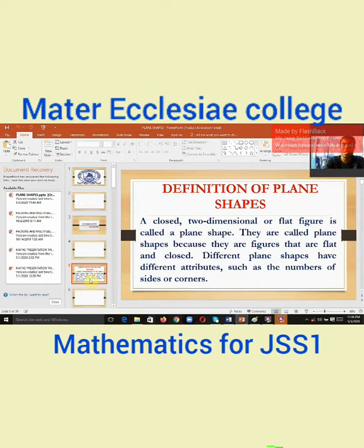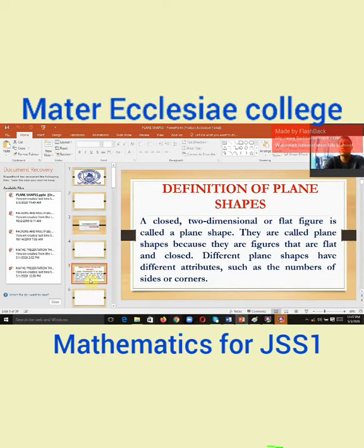Why are they called plane shapes? They are called plane shapes because they are figures or shapes that are flat and closed. I may ask you this as an example question. Why are they called plane shapes? Simple. They are called plane shapes because they are figures or shapes that are flat and closed. A plane shape is not open. At least you need 3 lines, 3 sides to form a plane shape. 2 lines cannot give you a closed shape. So you need at least 3 to get a closed shape.